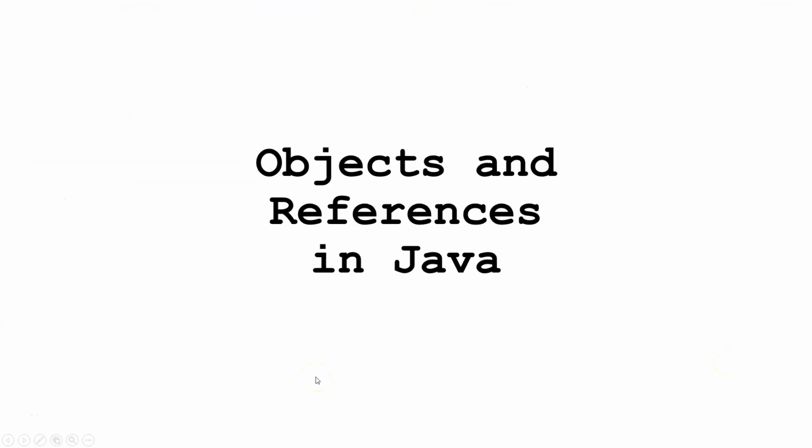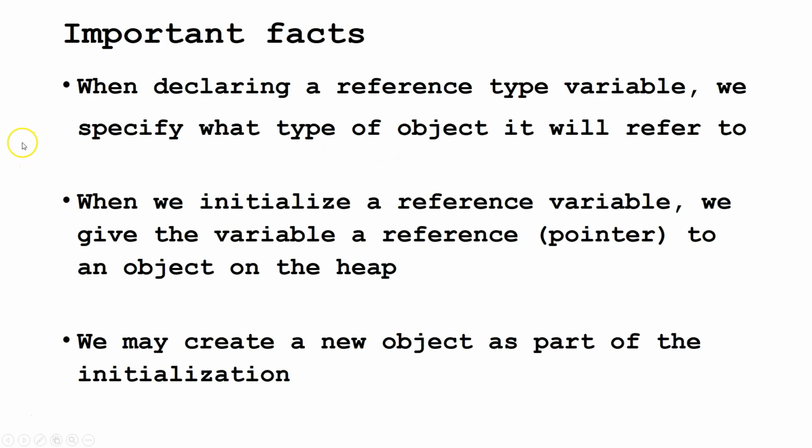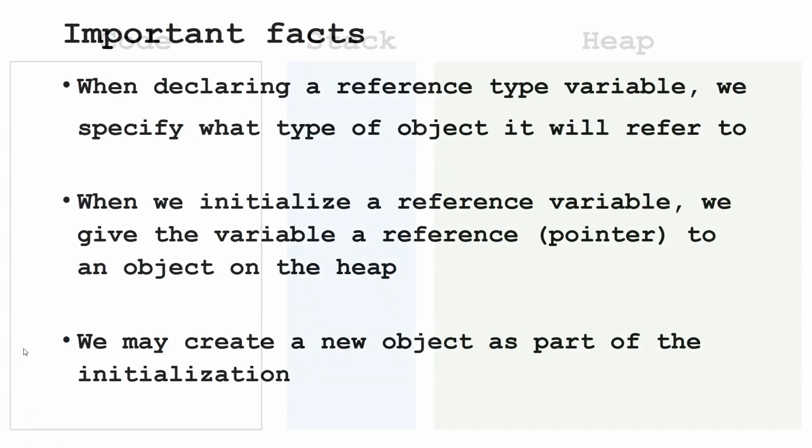In this lesson, we are going to review objects and references in memory and see how we can apply them to the concept of polymorphism. Three important things to know. First, when declaring a reference type variable, we specify what type of object it will refer to. Second, when we initialize a reference variable, we give the variable a reference or pointer to an object on the heap. Third, we may create a new object as part of the initialization.